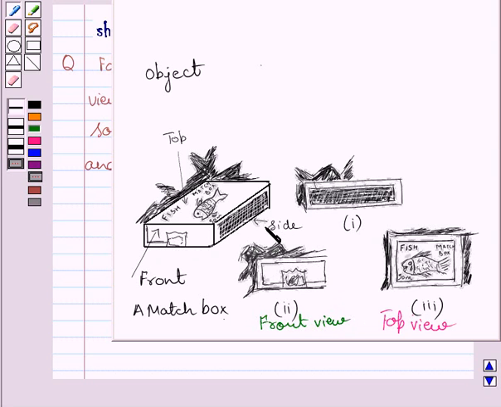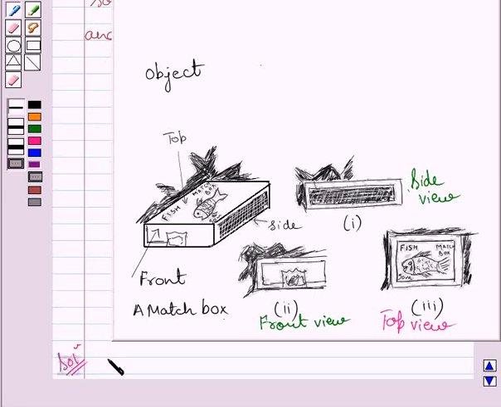Now see the matchbox from the side. You are able to see this rectangle. So, side view is represented by the first part. Note that this rectangle has the black shaded portion. So, if we see it from side, then we can see this rectangle only and this black shaded portion. So, we have drawn the rectangle and the black shaded portion here to represent the side view.